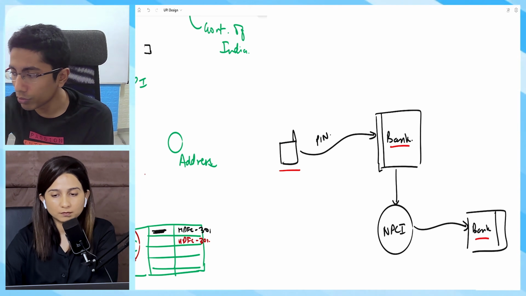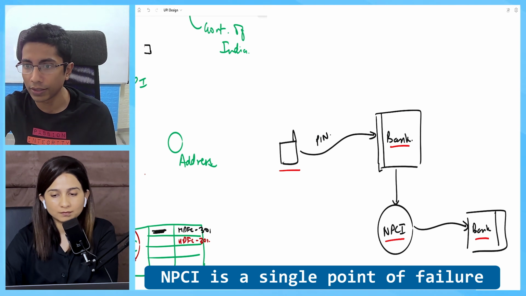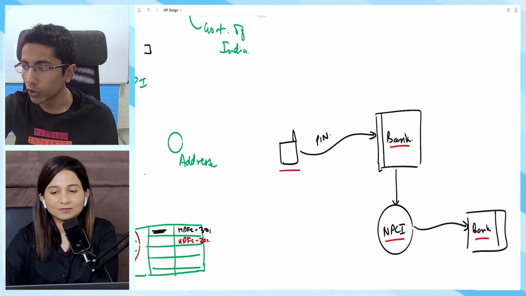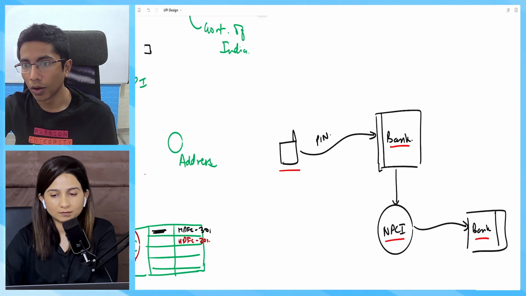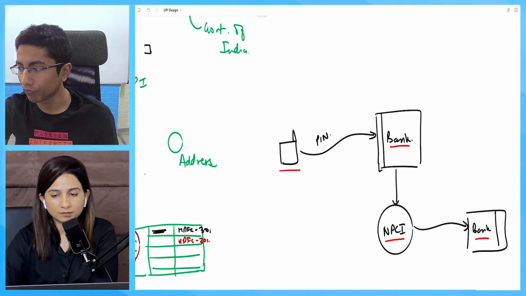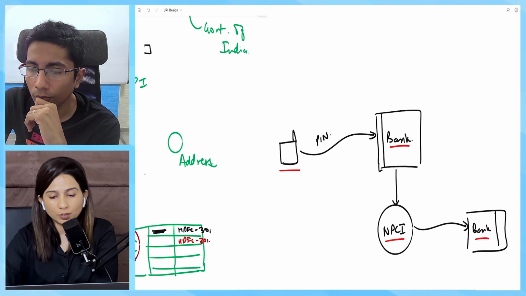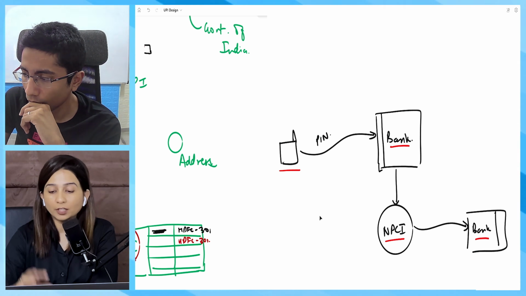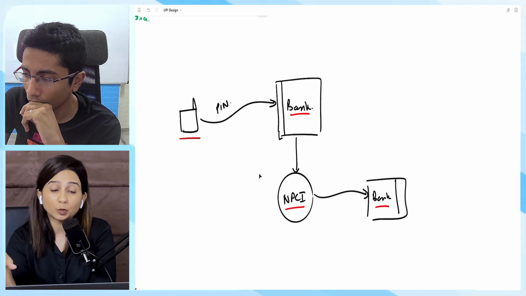But in terms of how NPCI scales, it is a single point of failure. If it goes down, then all UPI transactions will stop. Also, every transaction has to be routed through it, which is going to be painful. That's a lot of bandwidth requirement. I was going to ask, can you see any problems with the current system? Where can it potentially fail?